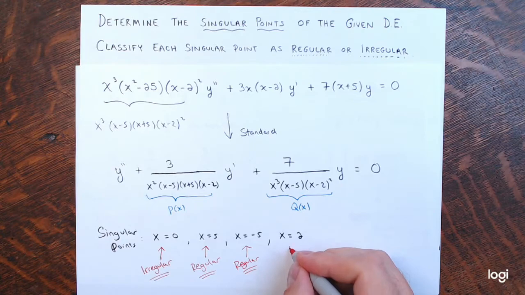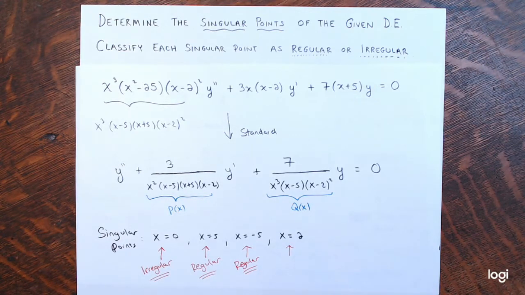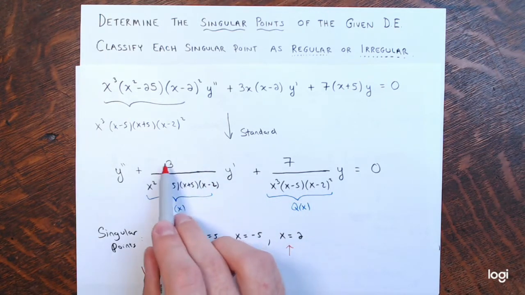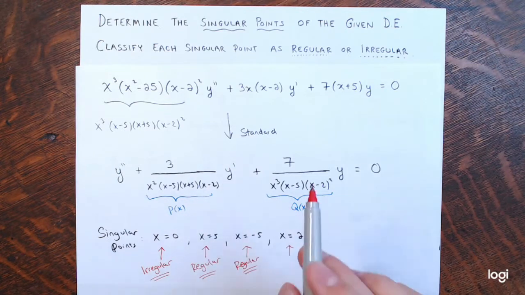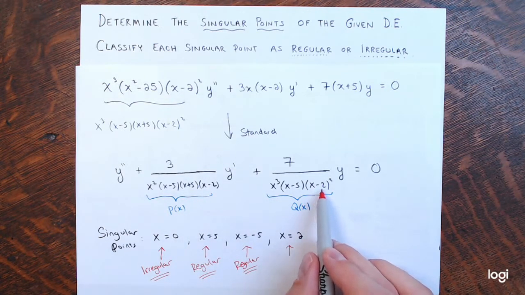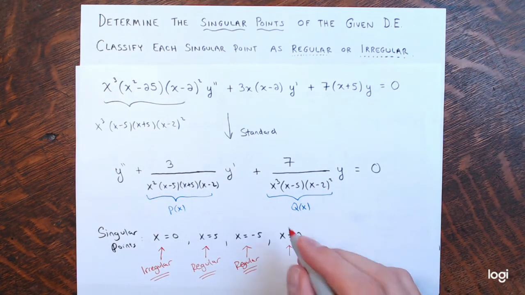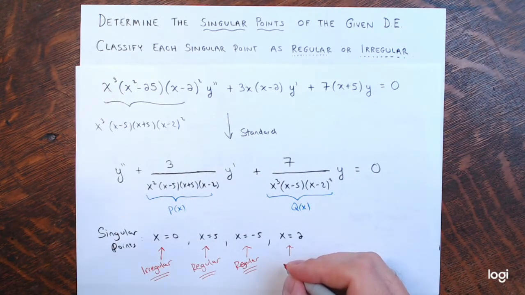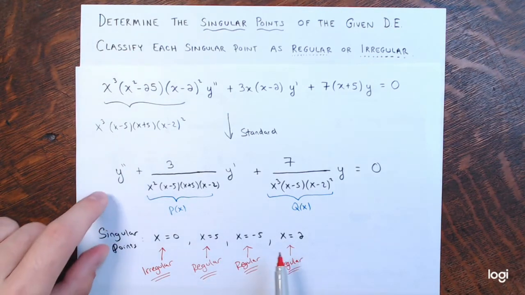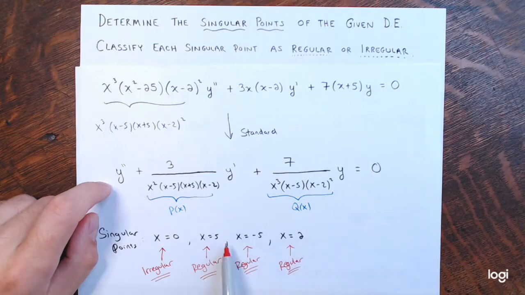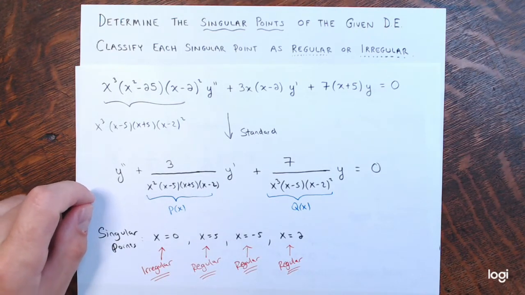And then for x equals 2, I'd be multiplying this by x minus 2 and this by x minus 2 squared. When I multiply this by x minus 2, the x minus 2 in the denominator is gone. When I multiply this by x minus 2 squared, the x minus 2 is gone in the denominator as well. So again, I'd have two functions that are analytic at x equals 2, regular. So 3 regular singular points at 2, 5, negative 5, and 1 irregular singular point at x equals 0.